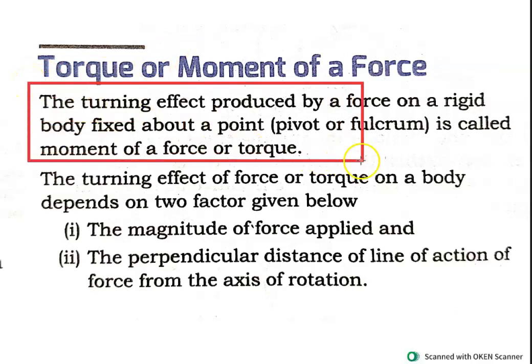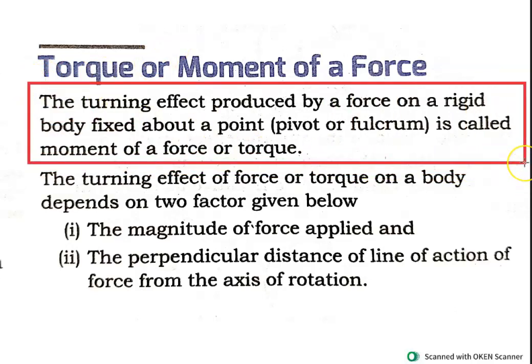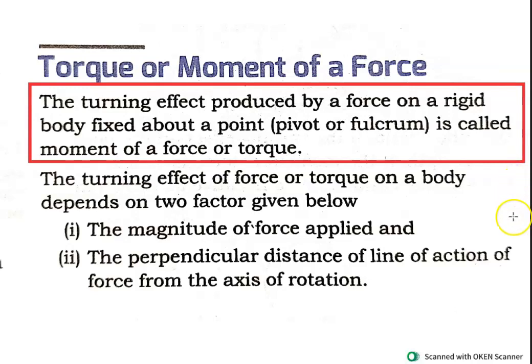The turning effect produced by a force on a rigid body fixed about a point, the fixed point being known as a pivot or a fulcrum, is called the moment of force or torque. In short, we often call it MOF. So, MOF is moment of force or is also known as torque.